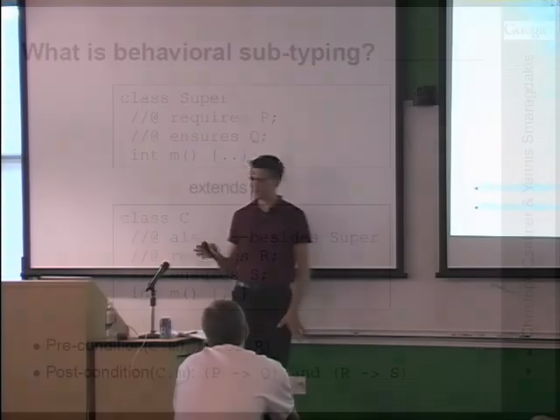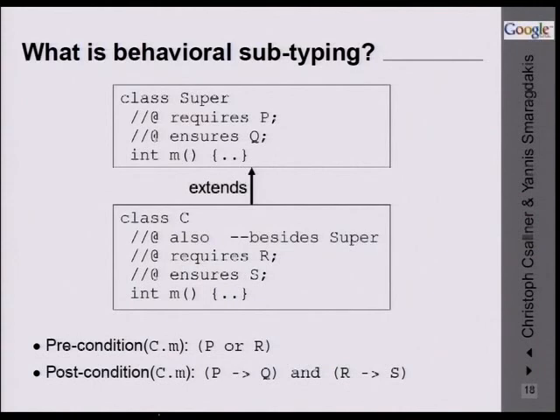And then one interesting technical issue that came up while using the Daikon inferred invariants is behavioral subtyping. So what is behavioral subtyping? You might have some class Super and some class C, and C extends Super, and both define a method M. That means that M overrides the super M. And if you provide pre and post conditions for M, for example, the super has P and Q, and then you also provide pre and post conditions to the sub method.